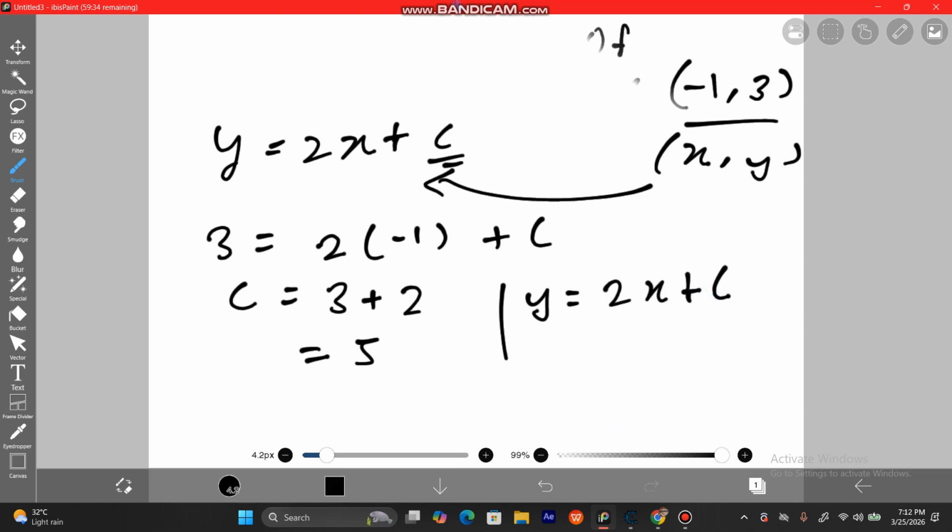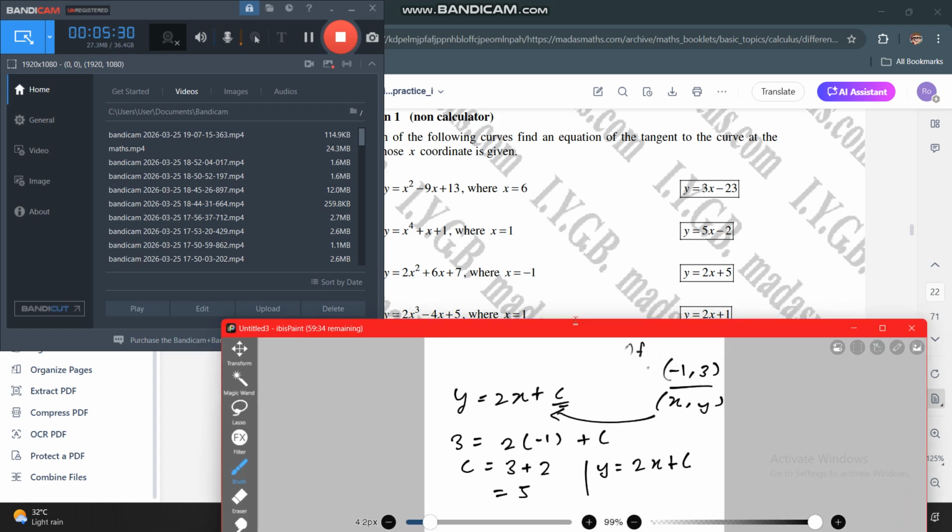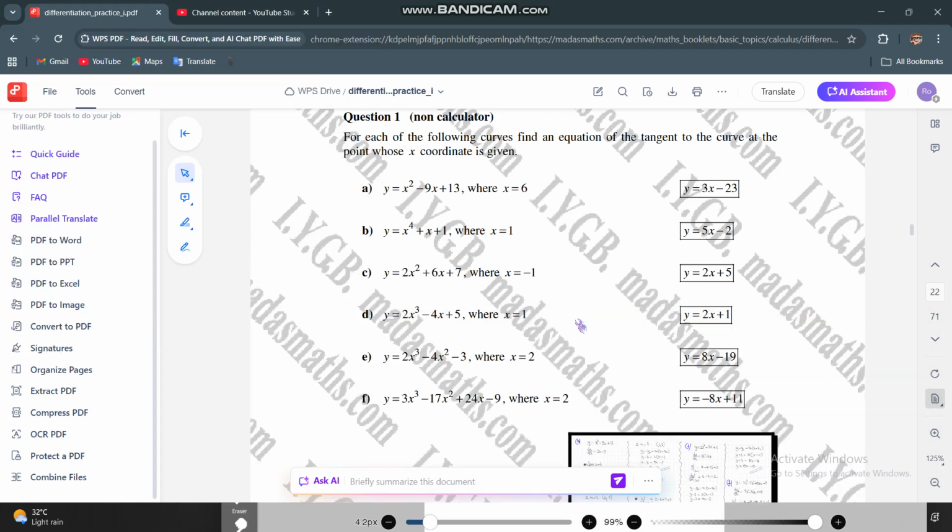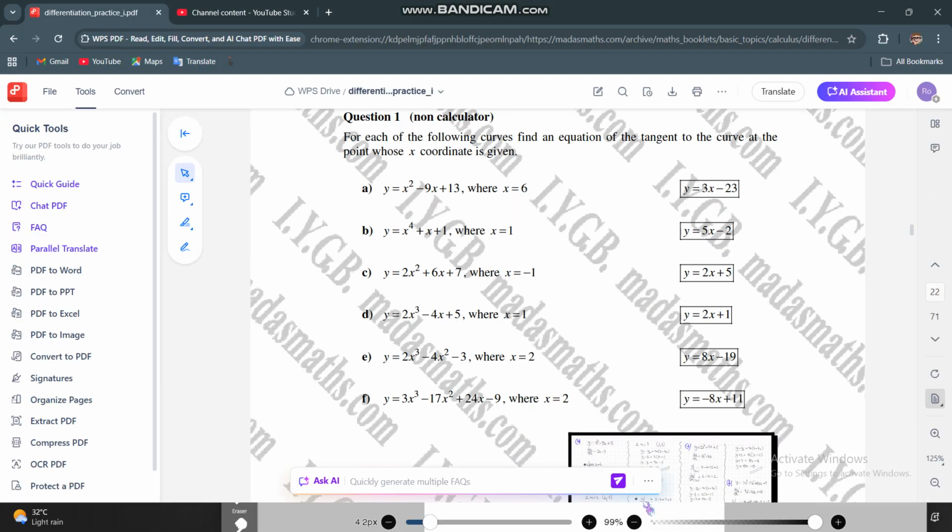If we check our answers real quick, yep, that's the right answer, 2x plus 5. So that's basically how you solve that question.